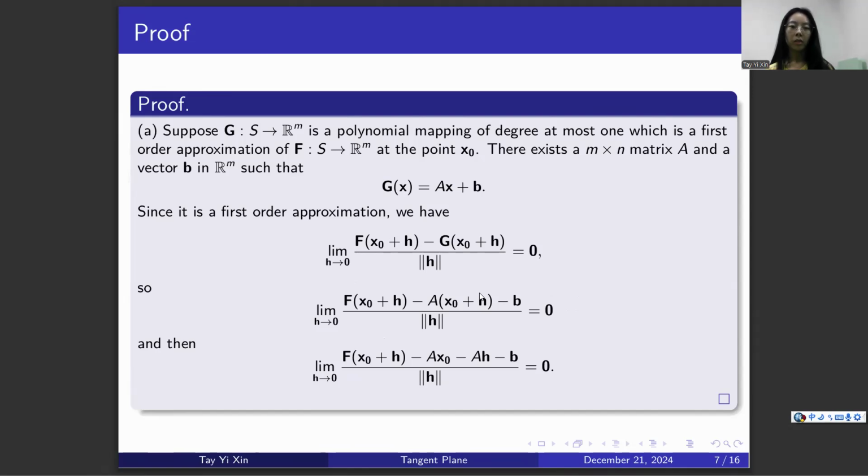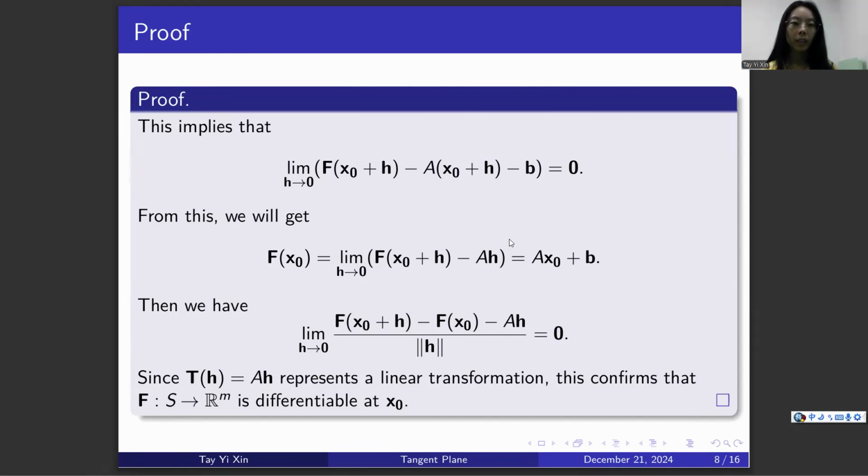The limit as h approaches 0 of (f(x0 plus h) minus G(x0 plus h)) divided by the norm of h equals 0. Now we replace G(x0 plus h) by A(x0 plus h) plus b. Then we will get this equation. This implies that the limit as h approaches 0 of f(x0 plus h) minus A(x0 plus h) minus b equals 0. As h approaches 0, we will get f(x0) equals Ax0 plus b.